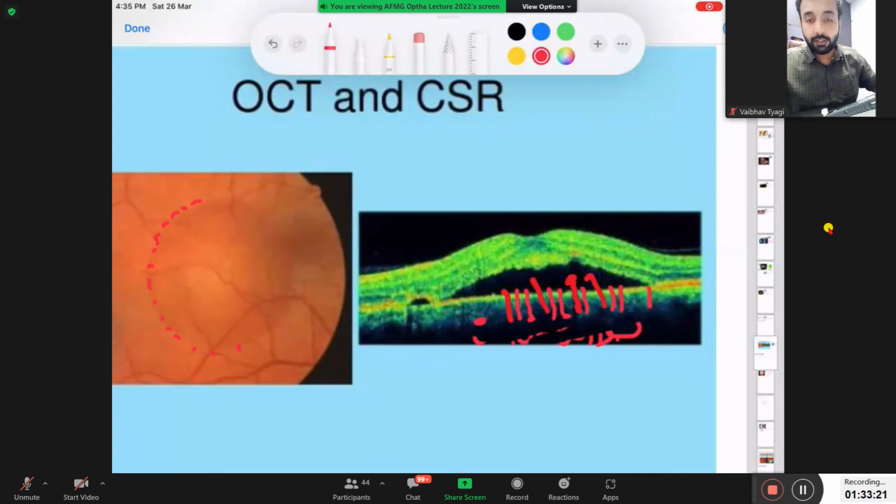So which investigations will we go for? First we do retina examination. Then we go for OCT. And after OCT, we have to see what is the site of leakage. For that, we have to go for FFA. Clear? So OCT and FFA both are to be done.